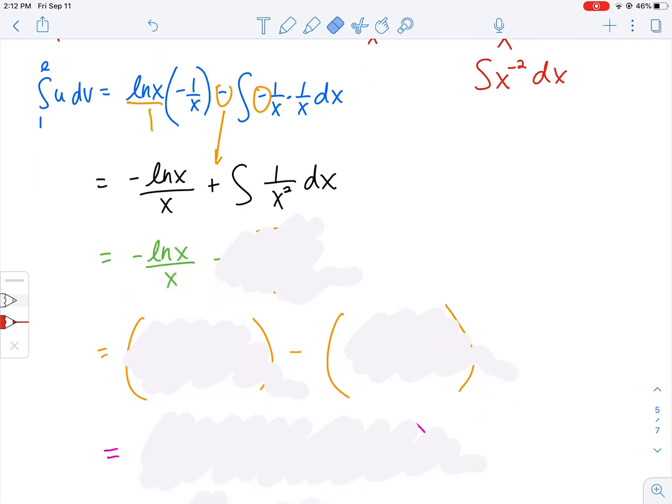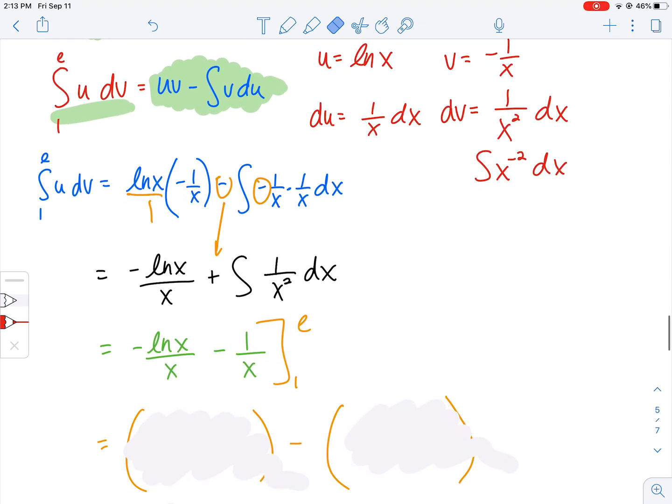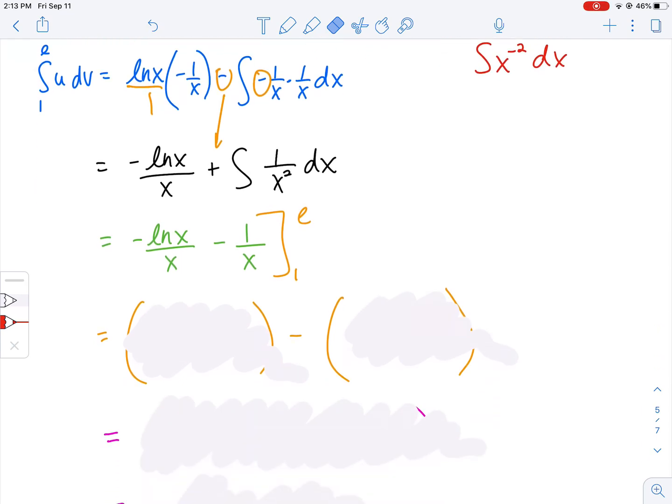My first piece doesn't really simplify anymore. Please don't cancel out those x's, because then you just split apart the natural log and the variable that it has to go with. But my integral, let's see here, could I call this x to the negative 2, just like we did over here when we did our dv? And so if I want to find the antiderivative of x to the negative 2, I would end up getting negative 1 over x. So now I have this green expression that's using my integration by parts. My integration by parts is done, but I didn't add a plus c this time because I have my limits of integration.